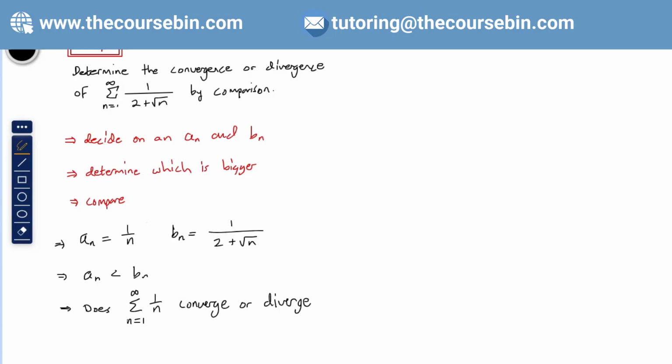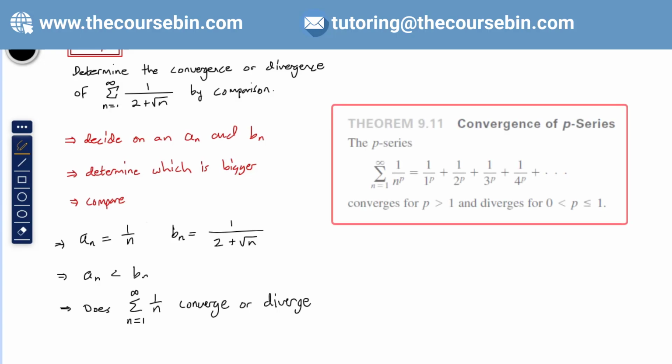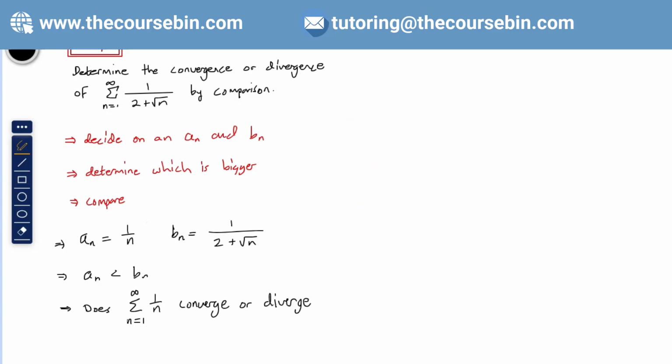So P series, it says series of the form sum of 1 divided by n to the power of p, right? And in the red box, it says the P series converges for p greater than 1 and diverges for p between 0 and 1. So we can use P series to make a conclusion here. So for p equals 1.